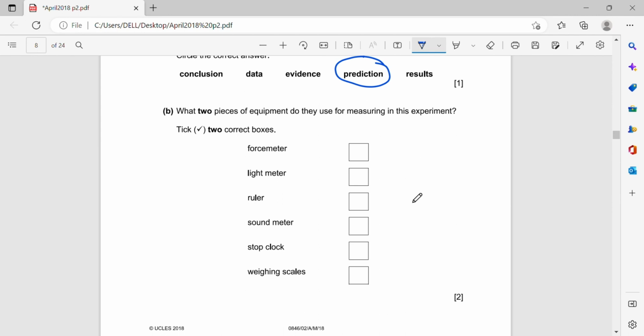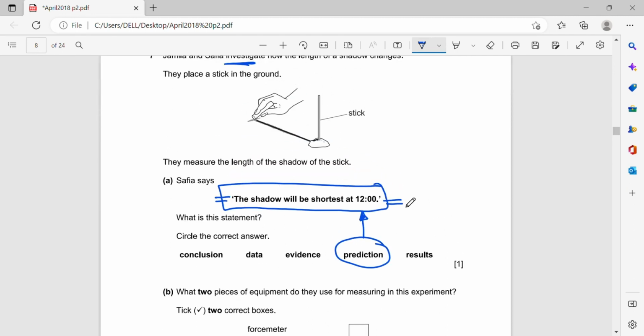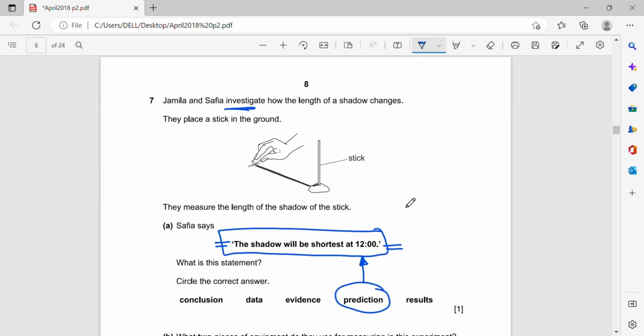Question B. What 2 pieces of equipment do they use for measuring in this experiment? Let's go back and see what we need to do. Measure the length. So measure the length, we need what? We need a ruler. Then, measure the length of the shadow. And here is her prediction, she said the shadow will be shortest at 12. So that is time. What do we need regarding time? Great. Stop clock as well.